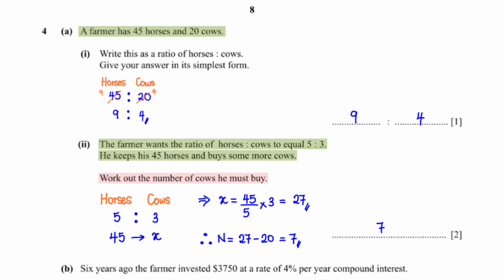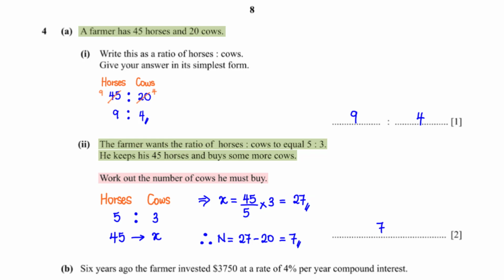Let's call this number X. And so for this setup, we keep the ratio at 5 is to 3. If there are 45 horses, then X number of cows will be required. From this setup, we can cross multiply and make X the subject. This gives us X equals 45 over 5 times 3, which is equal to 27. So now we know that the farmer needs to have 27 cows.